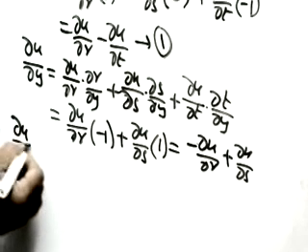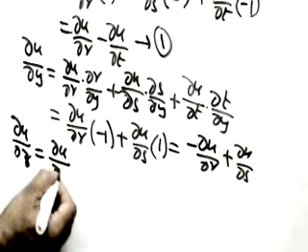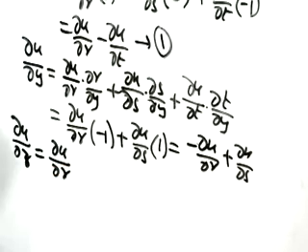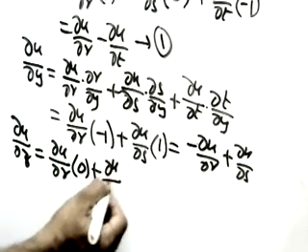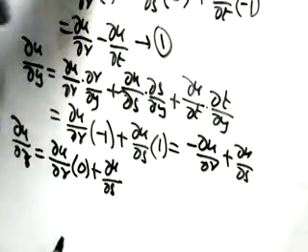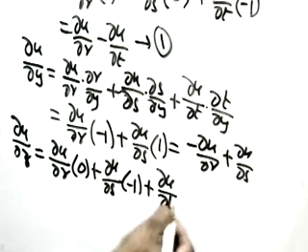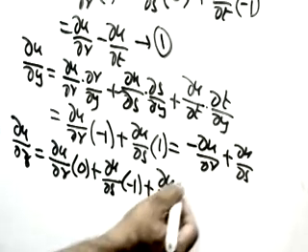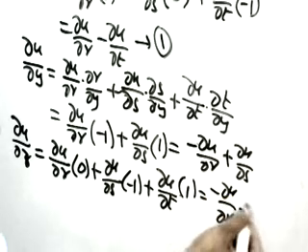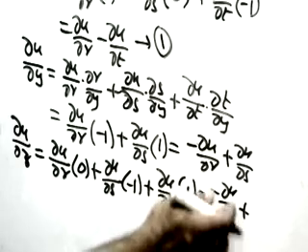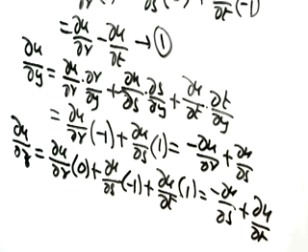Now lastly, what we have to find? ∂u/∂z. ∂u/∂z equals ∂u/∂r into ∂r/∂z, where ∂r/∂z is 0 here, plus ∂u/∂s into ∂s/∂z, which is minus 1 here, plus ∂u/∂t into ∂t/∂z, which is 1 here. So you will get this as minus ∂u/∂s plus ∂u/∂t.